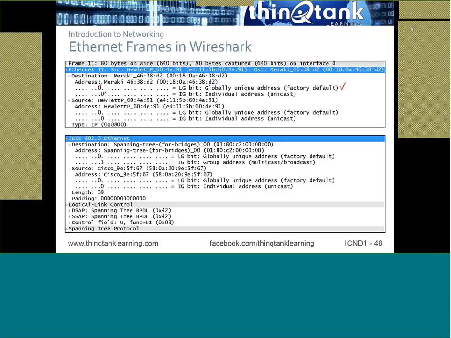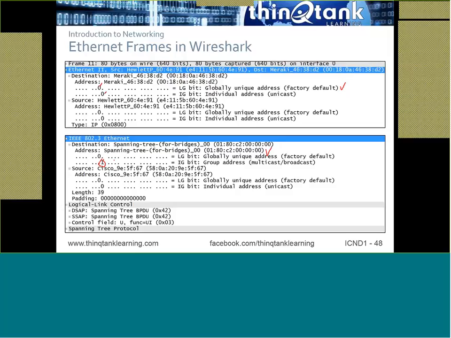So those bits are set to 0. They're set to 0 because this is a unique MAC address. It's not broadcast, it's not multicast. Now you'll notice for 802.3 Ethernet, everything kind of looks the same. Certainly the first part, destination MAC is here, except for there's a difference. This bit is a 1, meaning that this is a group address. This is the multicast MAC address used for spanning tree.